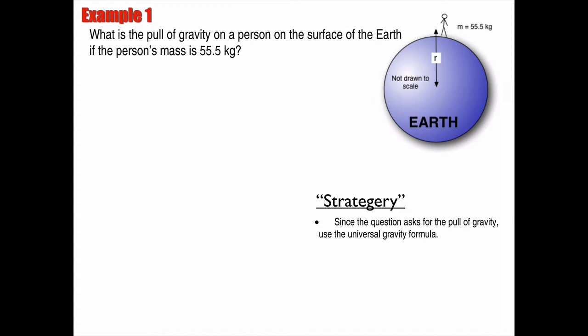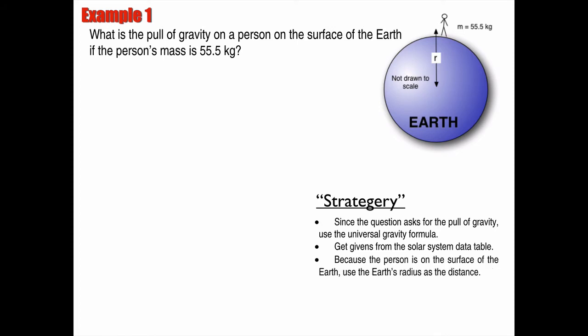Alright, so here's my strategy. Since the question asks for the pull of gravity, I'll use the universal gravity formula, given what I have, talking about the Earth and us sitting on the Earth. And we'll get the givens from our solar system data table, or I could just look them up on the internet. And because the person's on the surface of the Earth, I have to keep in mind that the distance between the Earth and the person is the radius of the Earth itself. Once I get my values in, and I know I'm using the universal law of gravity formula, then I'll just plug and chug my answer.